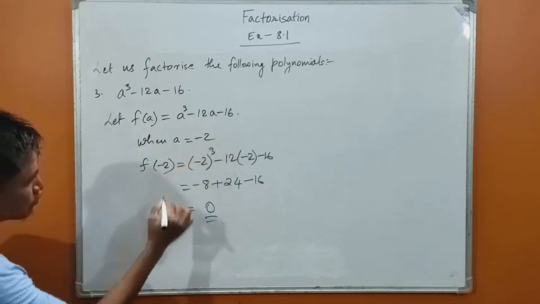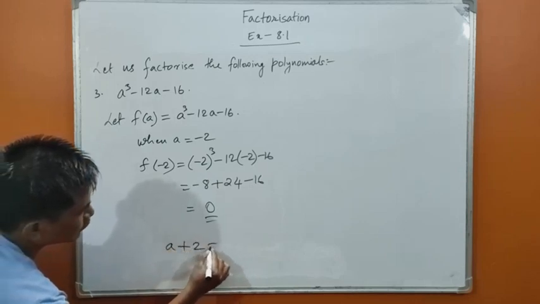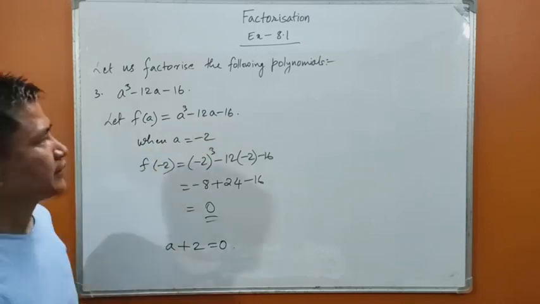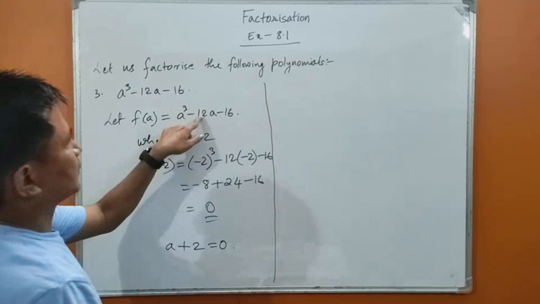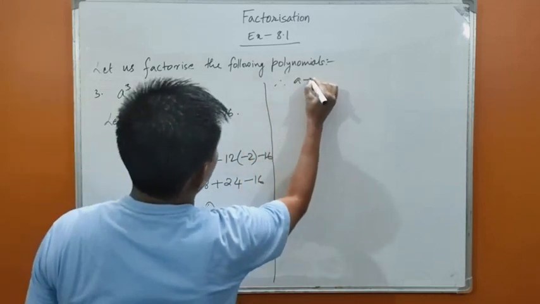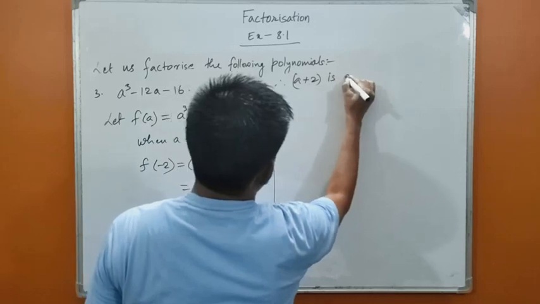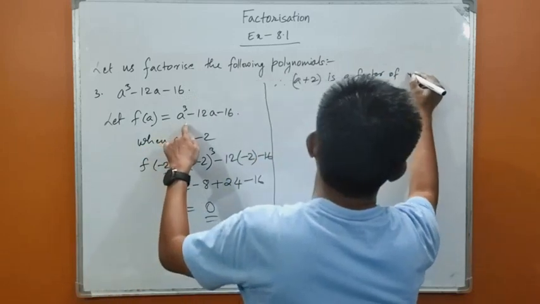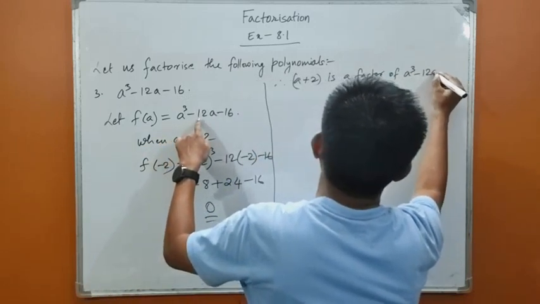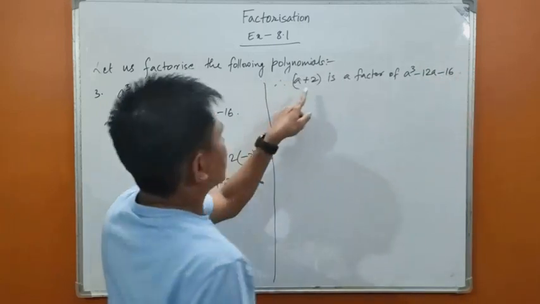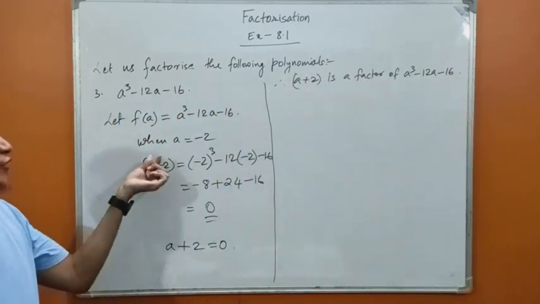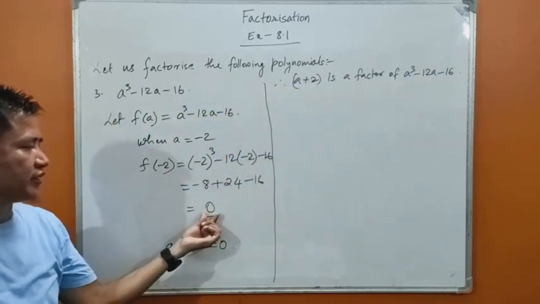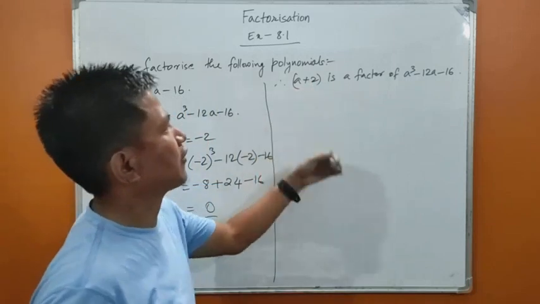So let us bring this minus 2 to the left hand side. a plus 2 equals 0, isn't it? When we bring this minus 2 to the left hand side, it becomes a plus 2. That means a plus 2 is a factor of this expression. Therefore a plus 2 is a factor of a cube minus 12a minus 16, because when we divided this expression by a plus 2, the remainder became 0. Okay, now a plus 2 is a factor of this expression.